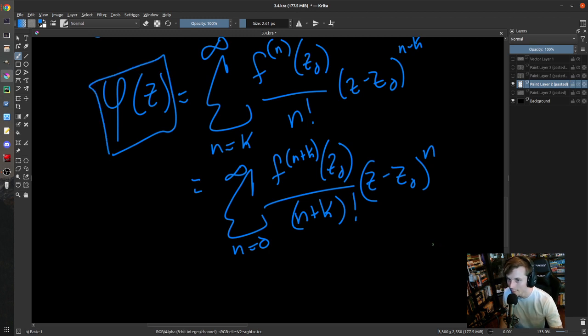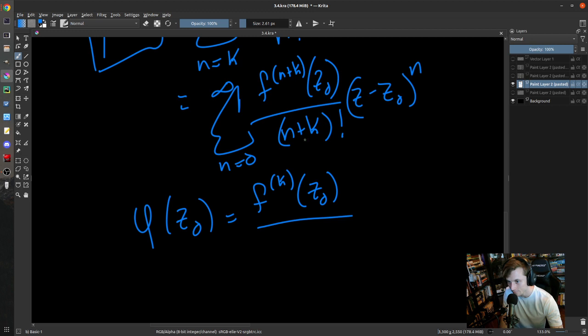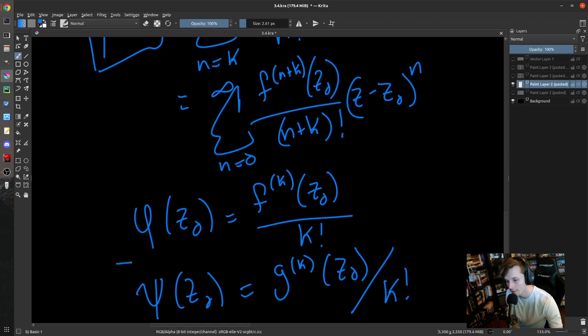Oh, wait a second. So this just means that phi of z naught is just the first term of this, which is just the kth derivative of f at z naught over k factorial. We're going to get the exact same business for psi of z naught with g. We'll get the kth derivative of g at z naught over k factorial, and just conduct a simple division here like this.